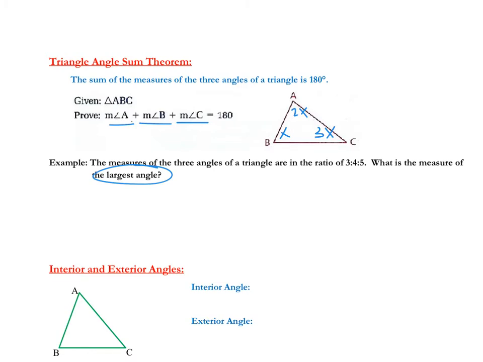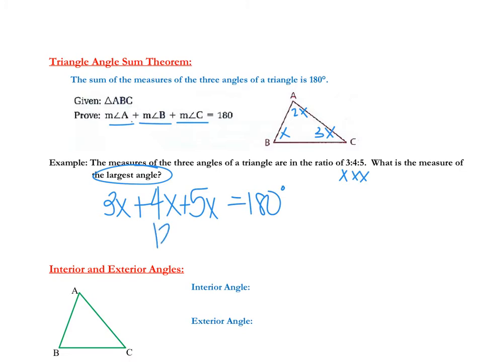So remember that anytime you're given these ratio problems, you assign an x to each one of those numbers. So 3x, or any variable, 4x, plus 5x. Notice that I have 1, 2, 3 angles, and we set that equal to 180 degrees. From there, we just solve this. So this is going to be 12x equals 180. So x equals 15.